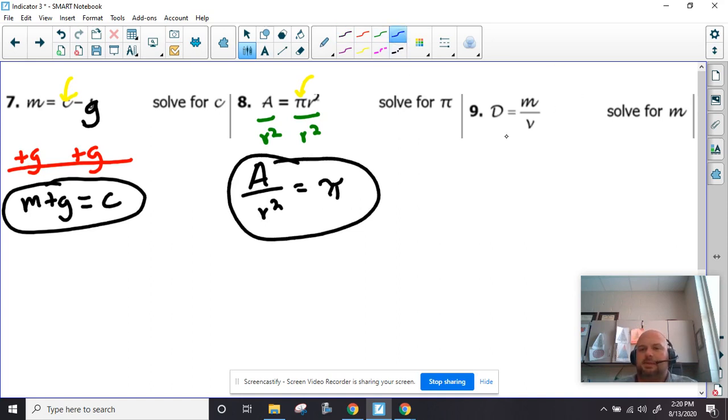Now, density is mass divided by volume. All right, we're solving for m. M's right here. It's being divided by v. So the opposite of divide is multiply. All right. So d times v is just d times v.